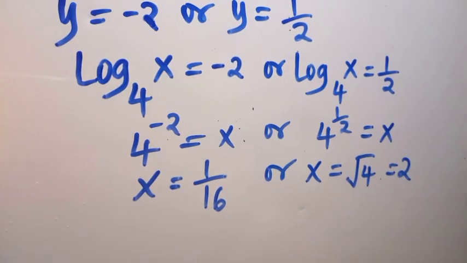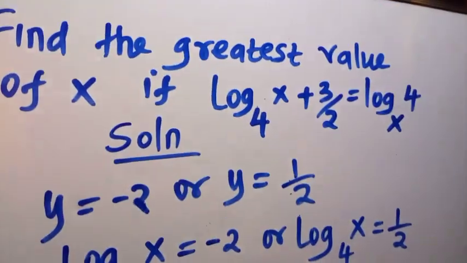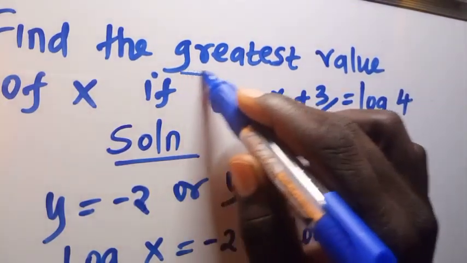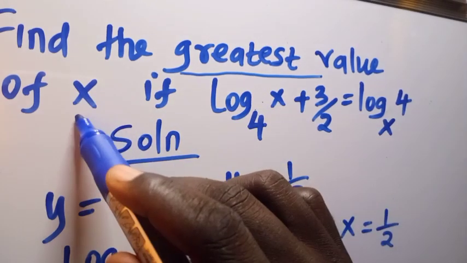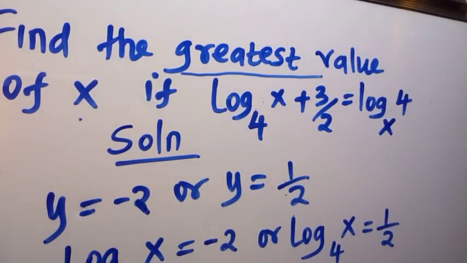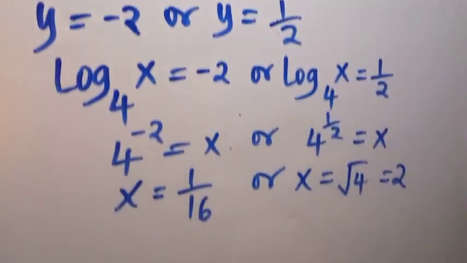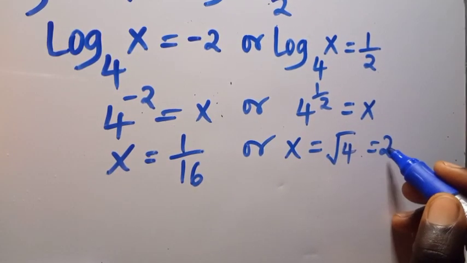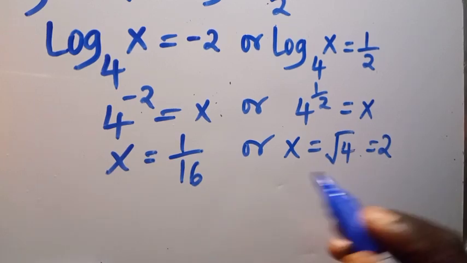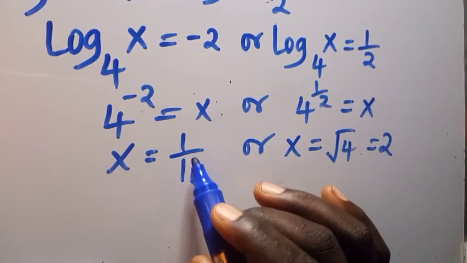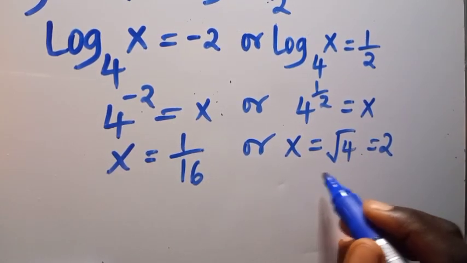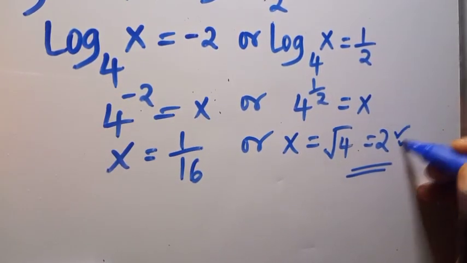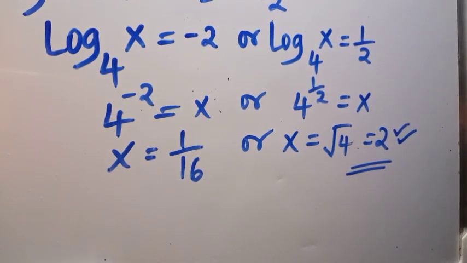Going back to our question, it was asking us to find the greatest value of x. Since we have two possible values of x, either 1 over 16 or 2, which one is greater? It is 2. Therefore, our greatest value of x is 2.